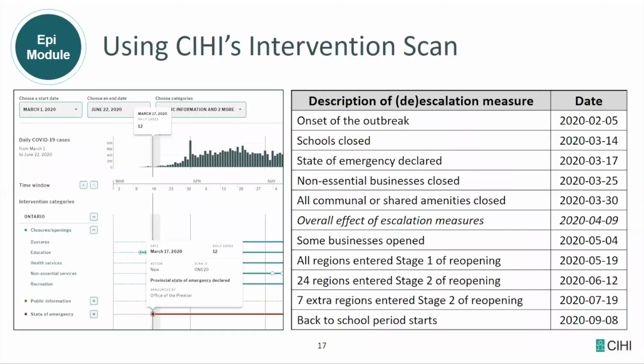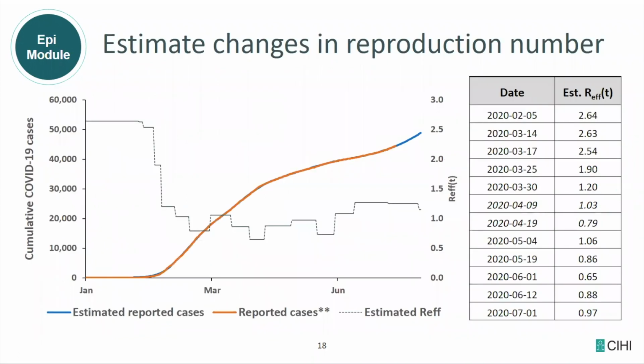Next one. As Christina showed, here is where we start using the intervention scan. Based on the intervention scan, the user can discover their local intervention dates and enter them into our planning tool. Next one. Those are the dates when potential changes in the transmission occurred.